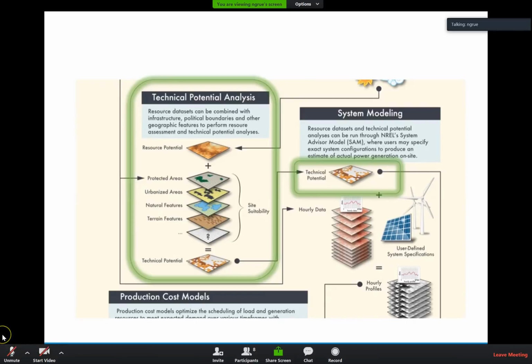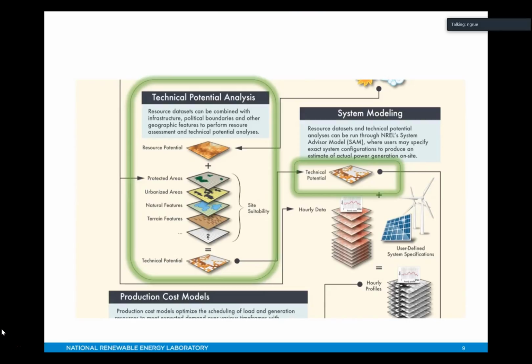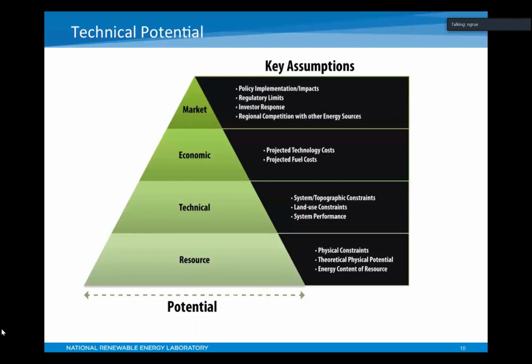You take whatever resource potential you're interested in and add it to exclusions. You can see the list of protected areas, urbanized areas, natural features, terrain features. These are all possible exclusions that you might want to apply. The result of adding these together is a kind of filtered down resource potential data set. This tech potential data set can then be used for other analysis, or it's good for visualization. And this is something that we do pretty often here.